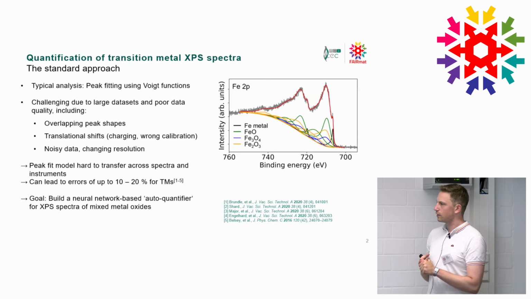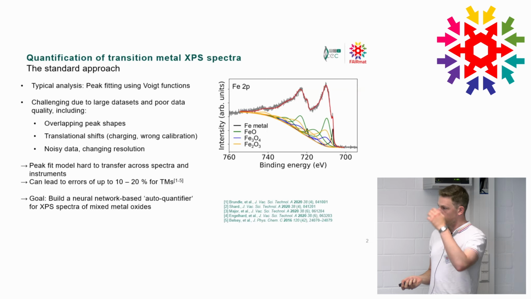So often we see in the literature, especially for these very complex transition metal oxide spectra, errors up to 10 to 20% in the quantification. That's not all that nice if you want to be very quantitative in the end. And also, if you do such a peak fit, it can be very hard to transfer this model across different spectra and instruments. This is a problem for us because we do a lot of XPS measurements also for external partners, and we would want to automate this a little bit so that we don't actually have to do the analysis for them all the time.